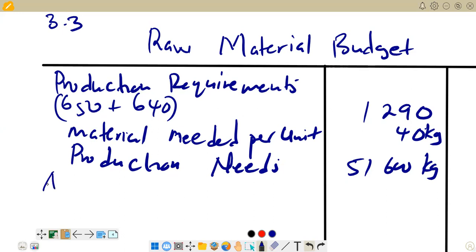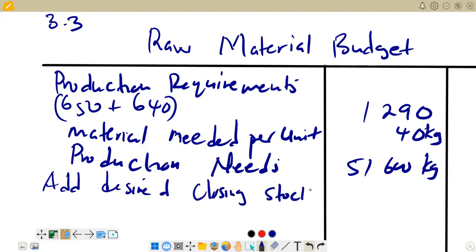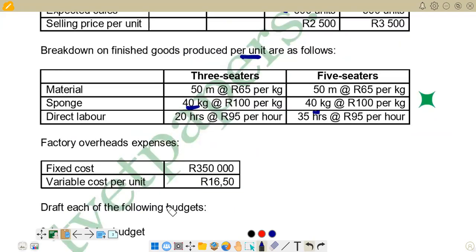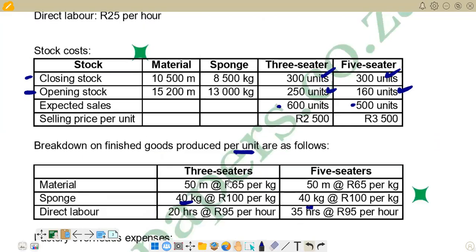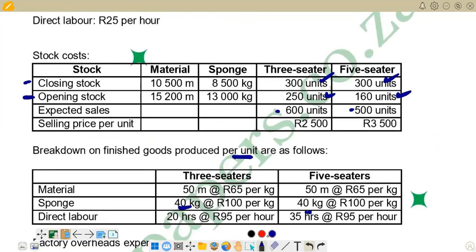We add desired closing stock. So we can go back to the question to see what we have in terms of that closing stock of material. Let's try to see. Right. So in terms of the material, it is this section. We are here. That's where we have kgs. This is where the material is. So that's where we're going to give our opening and closing.